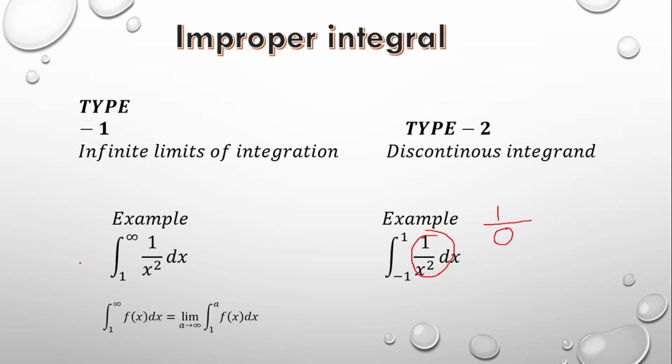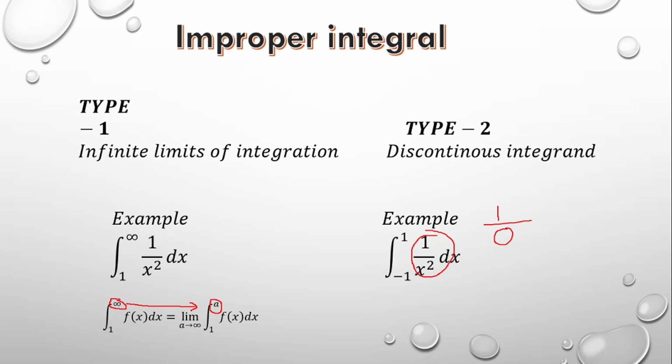So let's talk about how the infinite limit of integration is handled to find whether a function diverges or converges. With infinite integration, you represent the infinity sign with a letter. You can choose any letter of your choice, say A or B, and you take the limit of the function as A approaches infinity, replacing the infinity with A.